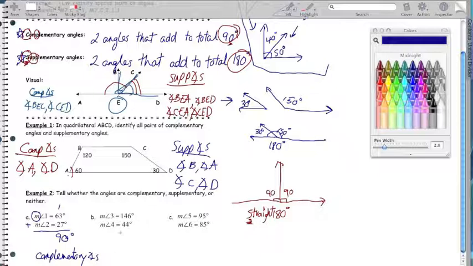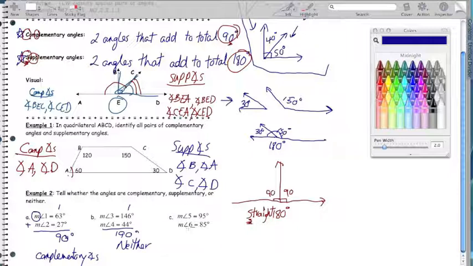Letter B. Measure of angle 3 is 146. Measure of angle 4 is just 44. I add those. 4, 8, 9. I get 190 degrees. That falls under the neither category. Those are neither supplementary nor complementary. It has to be exactly 90 or exactly 180.